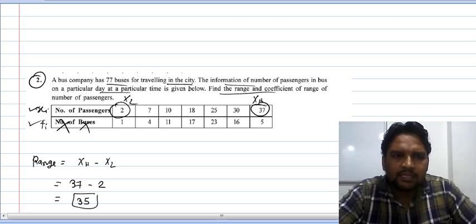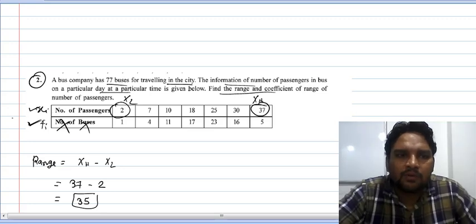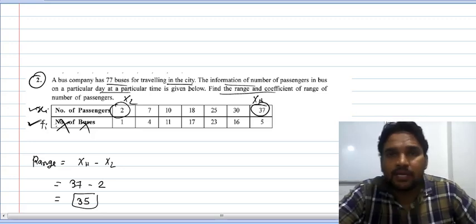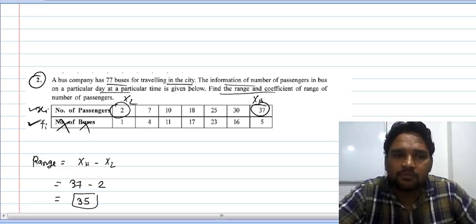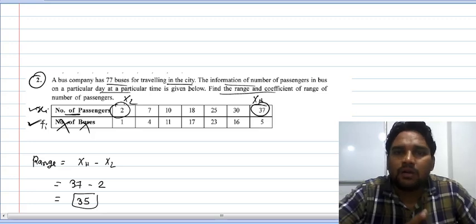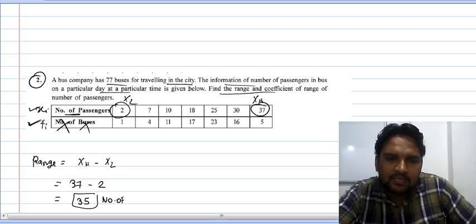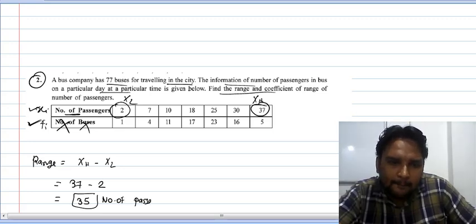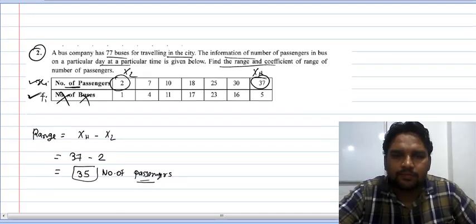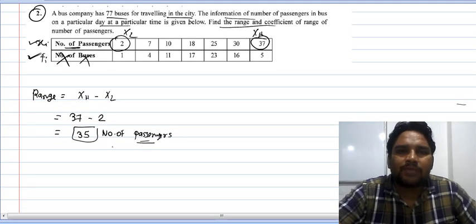And see, this is xi and this is fi. That means xi is the husband and fi is the wife. So remember, whose surname is there behind the name of the wife? Always the husband's surname. So we consider this as our number of units. So here write 35 as the number of passengers.